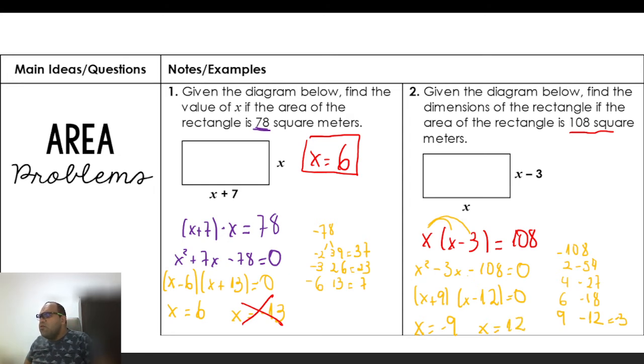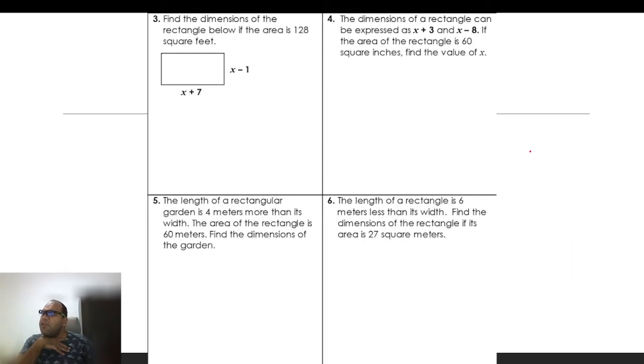And do we have a negative measure, as I told you? No, we don't. And the solution here is 12 meters. Great, guys. I think you understand.